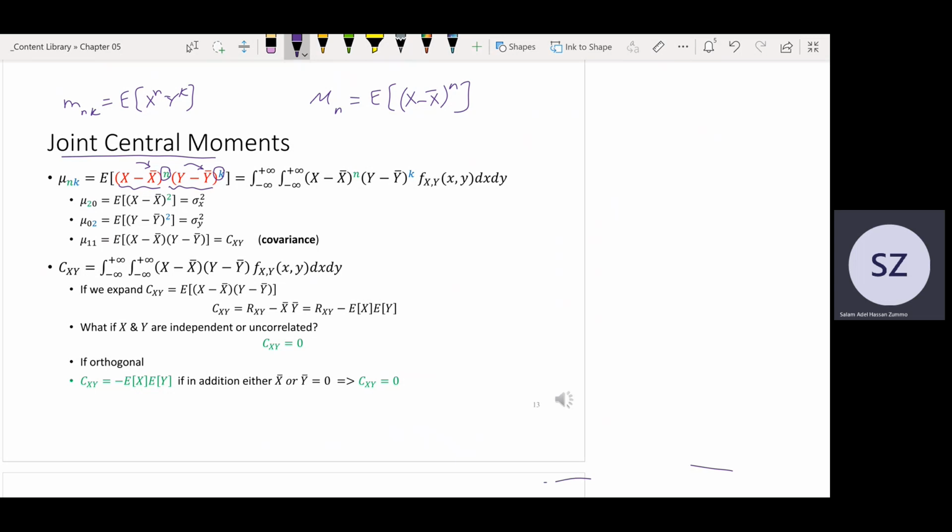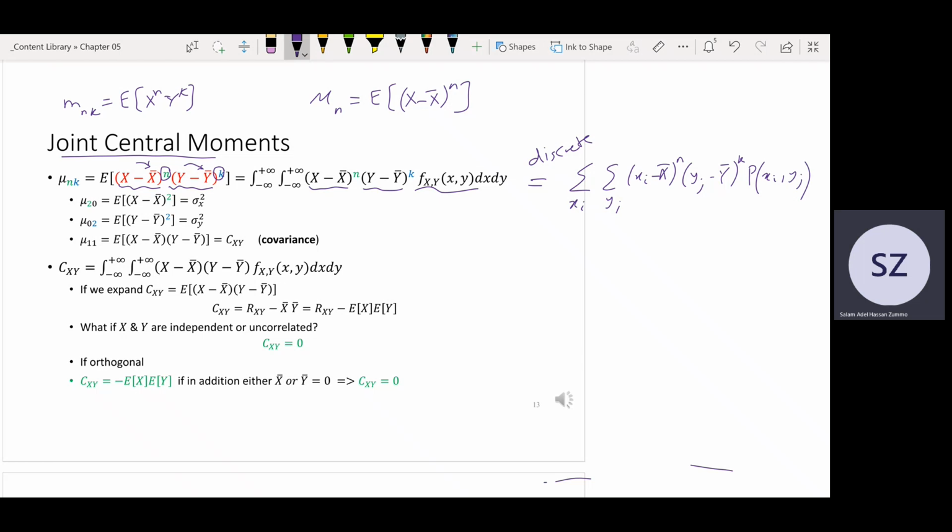And the way we calculate it, in general, is x minus x mean to the power n, y minus y mean to the power k, multiplied by the joint density and integrate. And for discrete, we have summation over xi, summation over yj, and we have here xi minus the mean to the power n, yj minus the mean of y to the power k, multiplied by the probability of xi, yj. Right? This is the general thing.